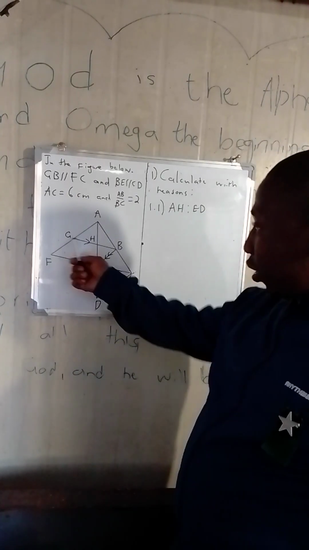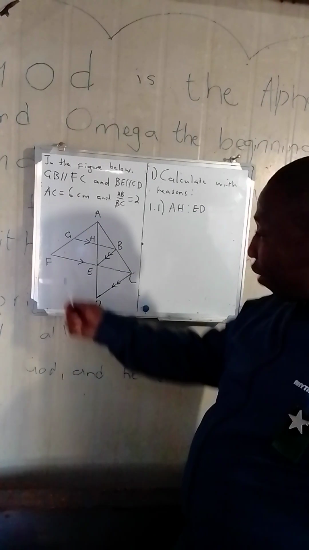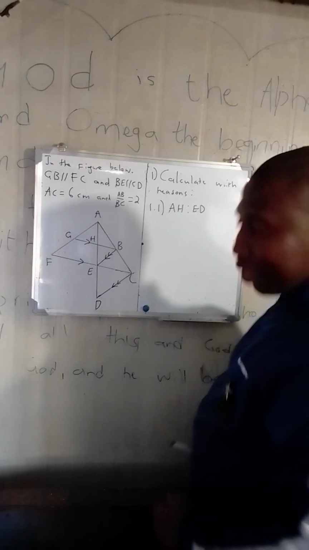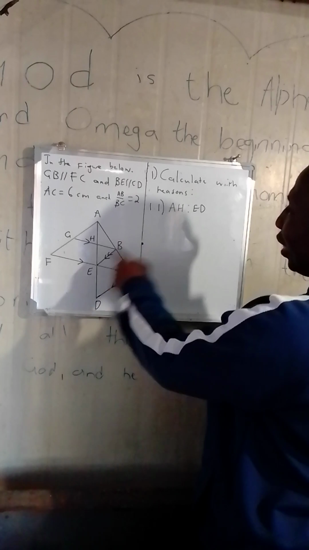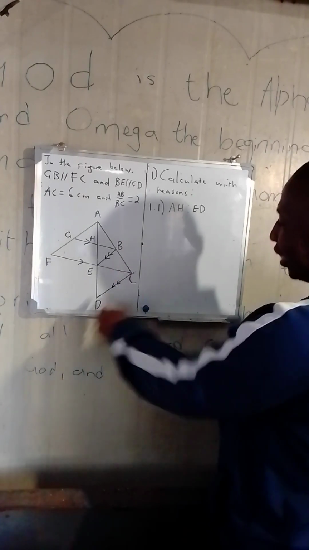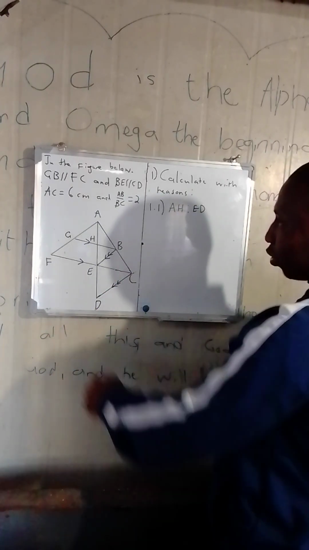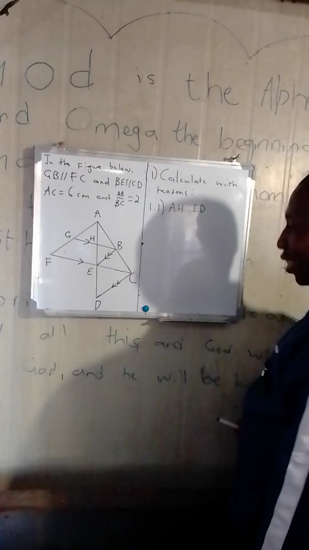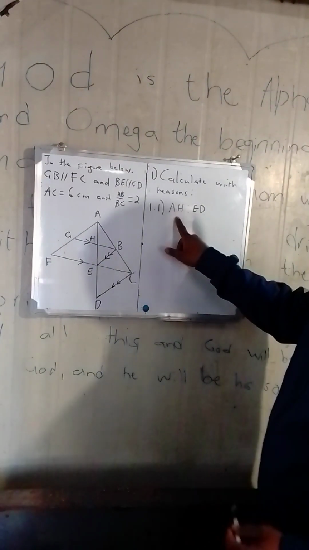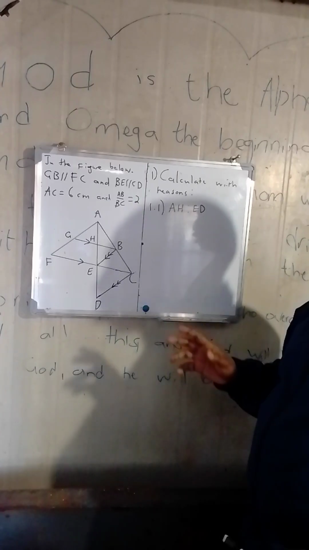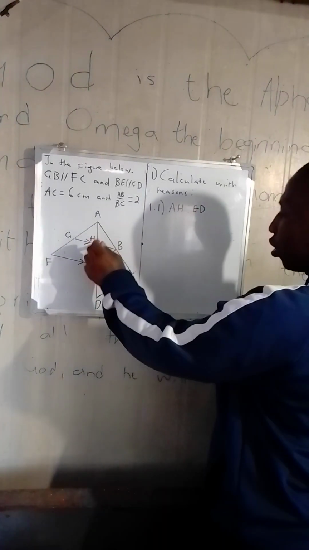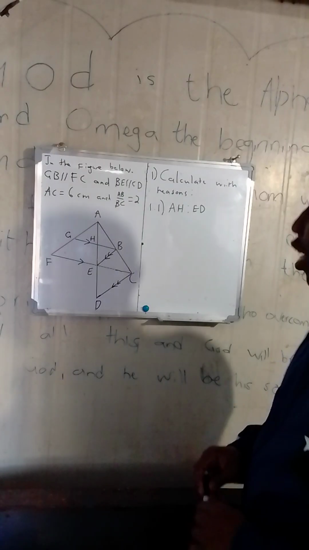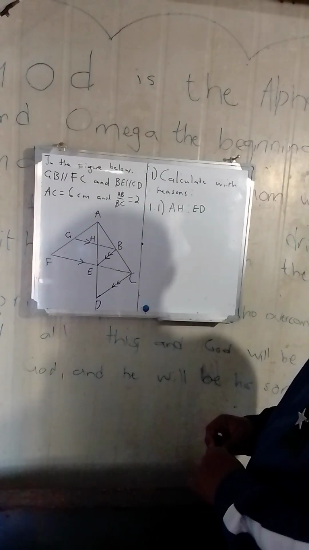GB is parallel to FC. So basically GB is parallel to this line, right? Then it continues, it says BE is parallel to DE. So this line is parallel to this line also. Then the question says calculate the ratio of AH is to ED. So we must find the ratio of AH is to ED.